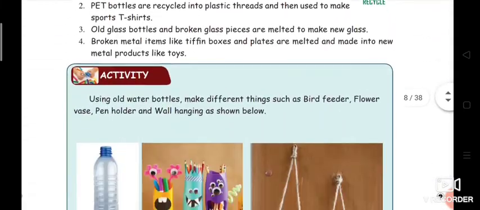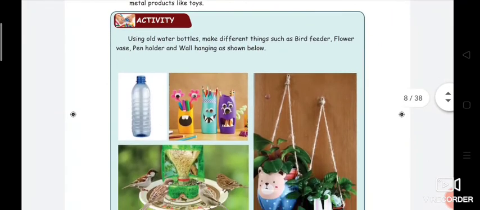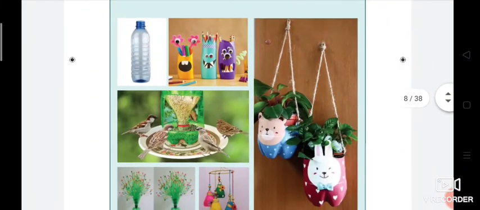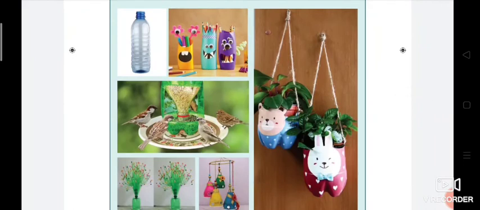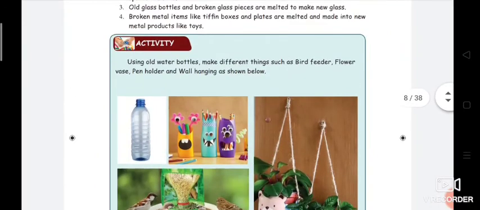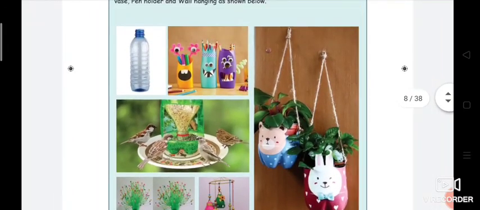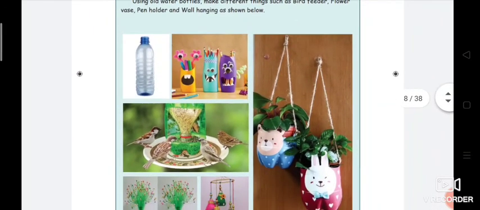Okay, so here you have an activity. So this is the project for you. Using old water bottles, make different things such as bird feeder, flower vase, pen holder and wall hanging as shown below. So take this as example and you can create many interesting things from an old thing. Okay, you can use water bottle for a pen holder and for many things. Okay, so you have to create one such thing and you have to send a photocopy to me.